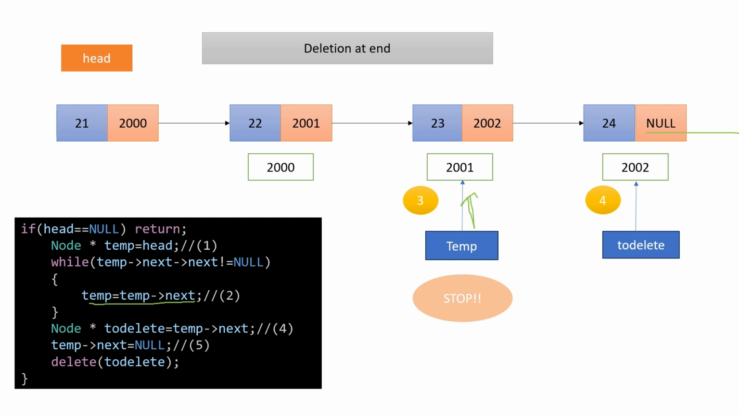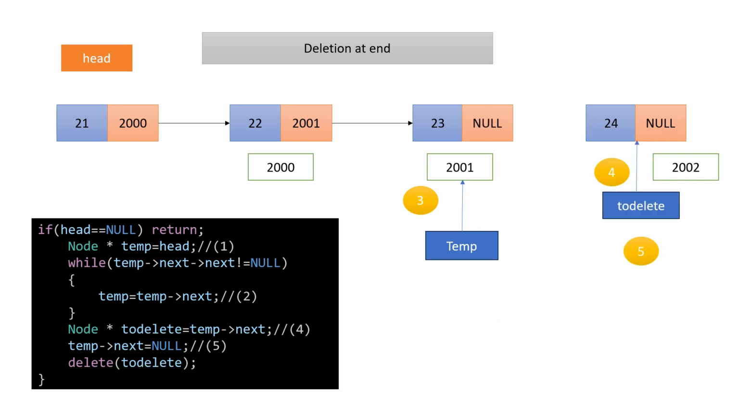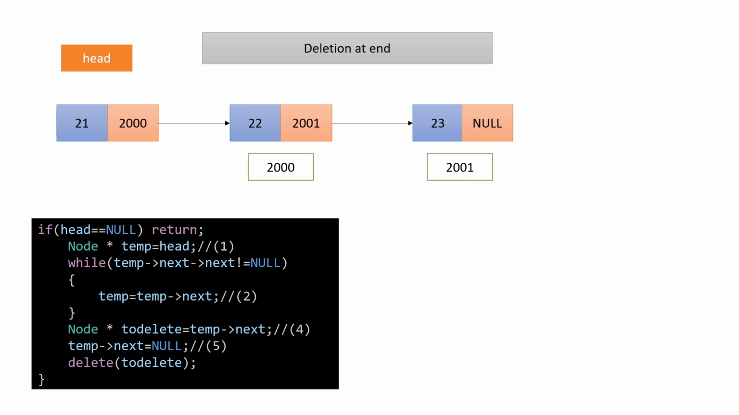It means that we need to break the loop, and now we save our last node, which is temp next. So this is our last node which points to the null value, and we save it to delete node. And next the temp next will be null. It means that we place null here, and now we delete our to delete node, or the last node. So this is how the function goes, and at last our node will be deleted and our linked list looks like that after the deletion at end operation.